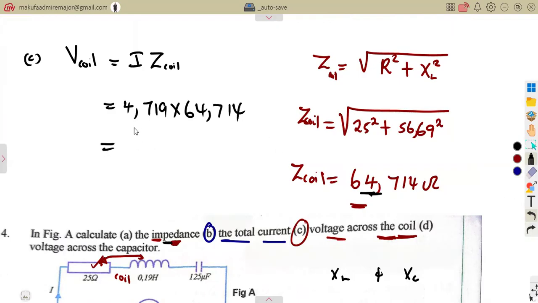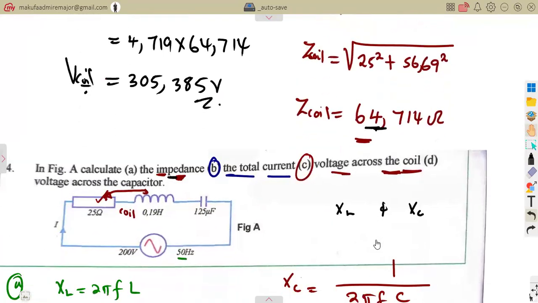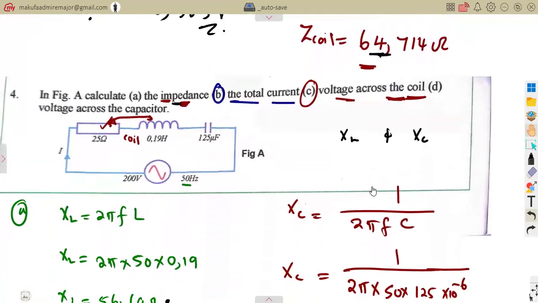So with these, we are going to have the voltage across the coil, and that is 305.385 volts. So that is what you're going to have at the end, the voltage across the coil. So maintain the degree of accuracy that you are working with throughout.